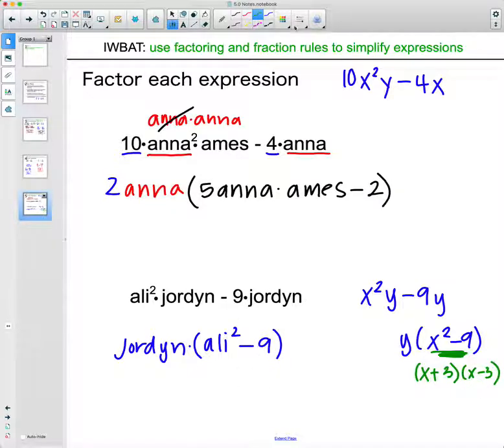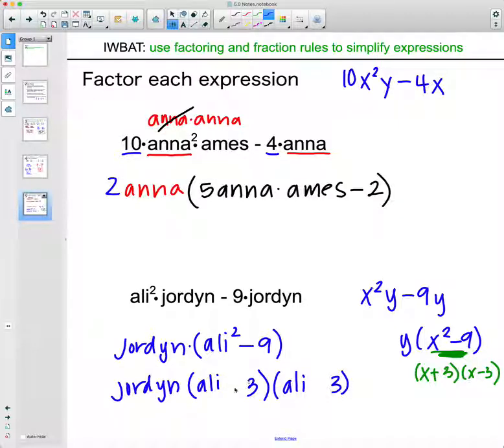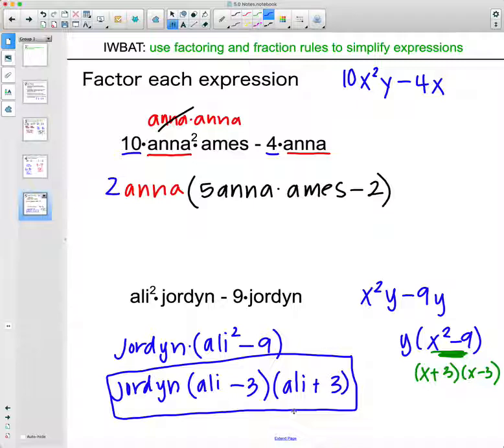So this is going to be the same thing over here. Okay, so we've got this Jordan times, and now we're going to factor this. Well, the square root of Allie squared is just Allie. Square root of 9 is 3. And so we'd have two of these, one with a minus and one with a plus. And then that would be our final factored version.